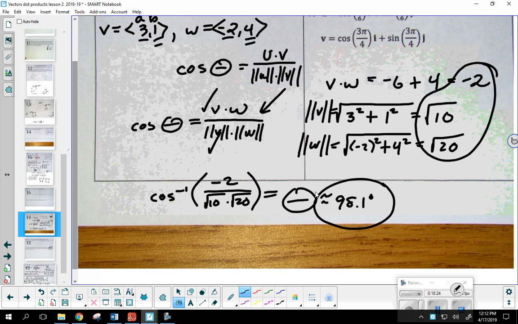So I believe I did put a problem or two on the test tomorrow where it says find the angle between two vectors. That's exactly what you'll want to do. Okay. All right, any questions on that?